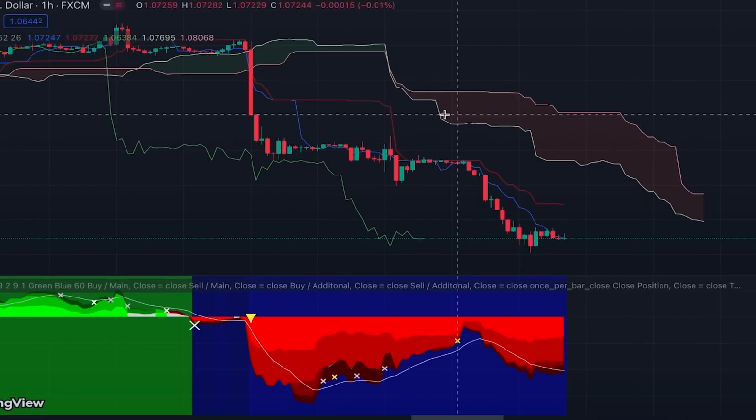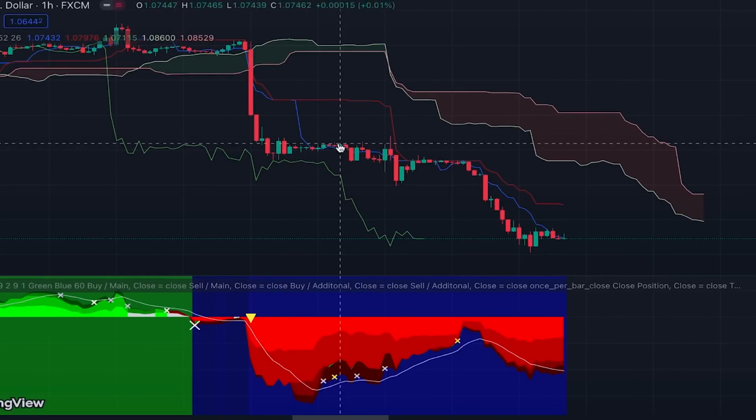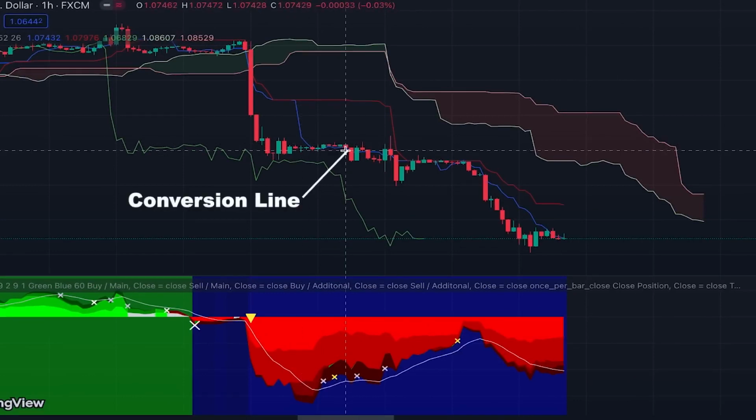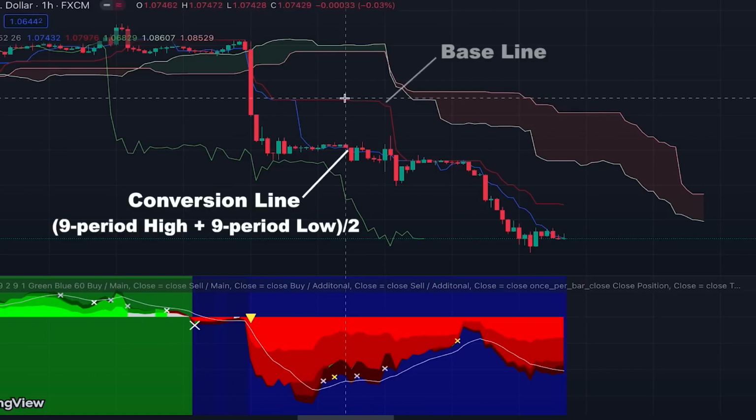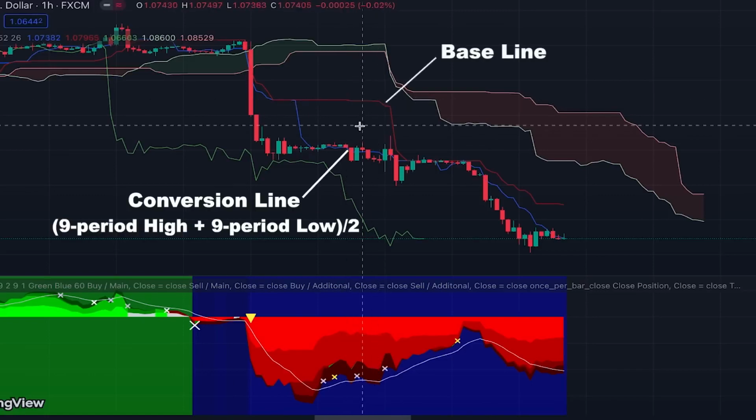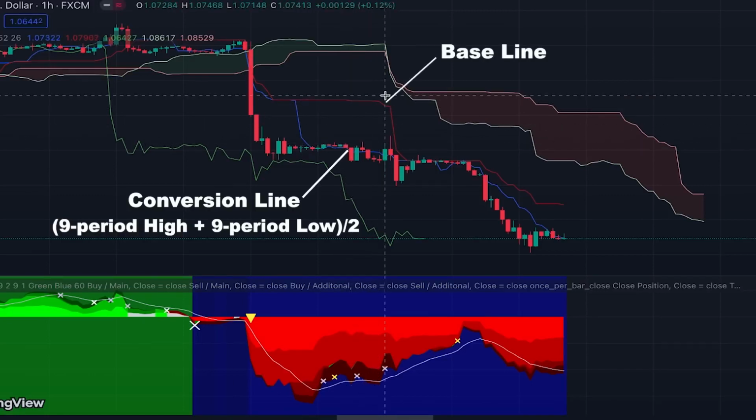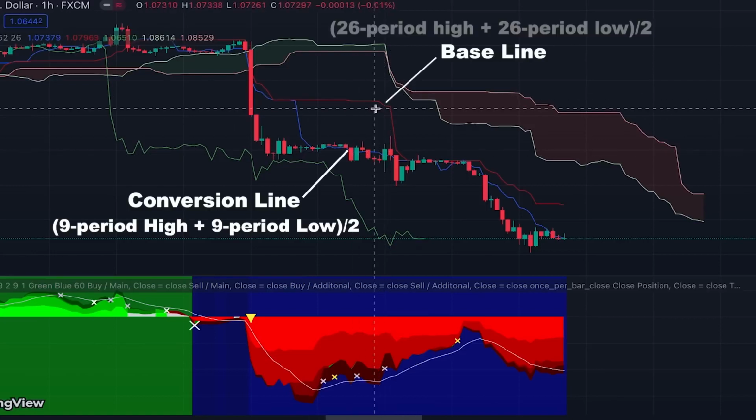English words. This blue line that you see here, which is the fastest line among the others and moves very closely to the price action, is called the conversion line. The formula for calculating the conversion line is 9 period high plus 9 period low, divided by 2. The red line is called the baseline, and compared to the blue line, it moves slower and stays farther away from the price action. It is calculated similarly to the conversion line but for 26 periods: 26 period high plus 26 period low, divided by 2. The behavior of these two lines is similar to moving averages, and you can interpret them in that sense.